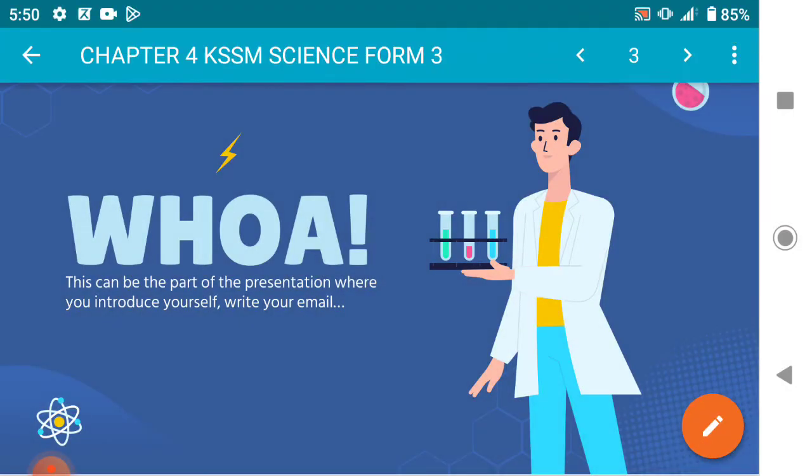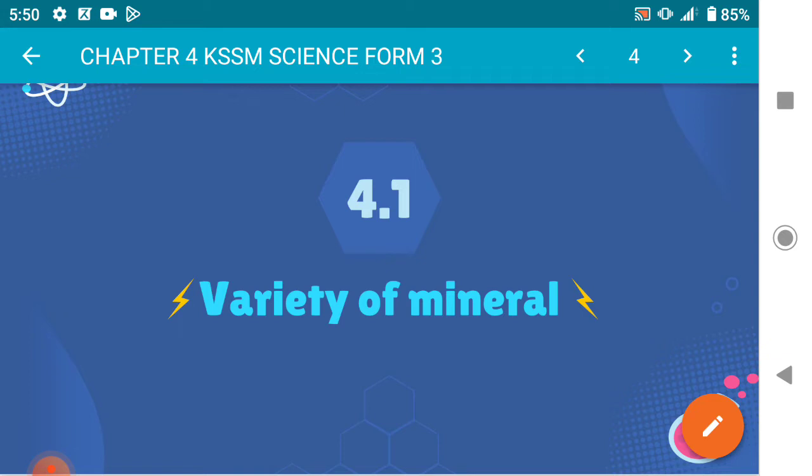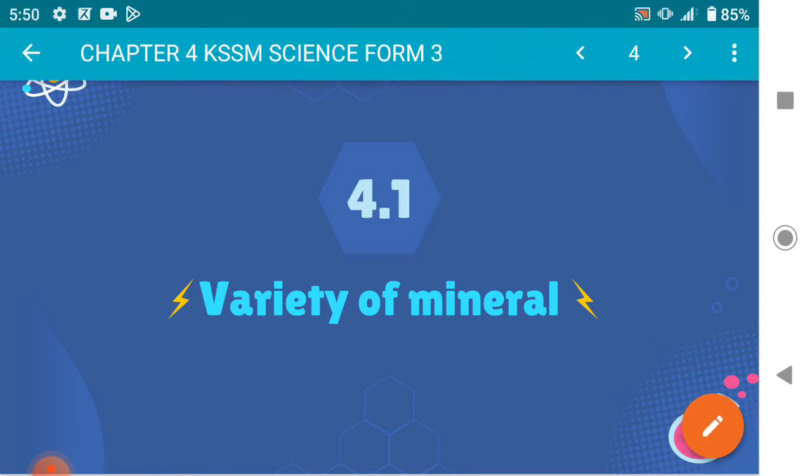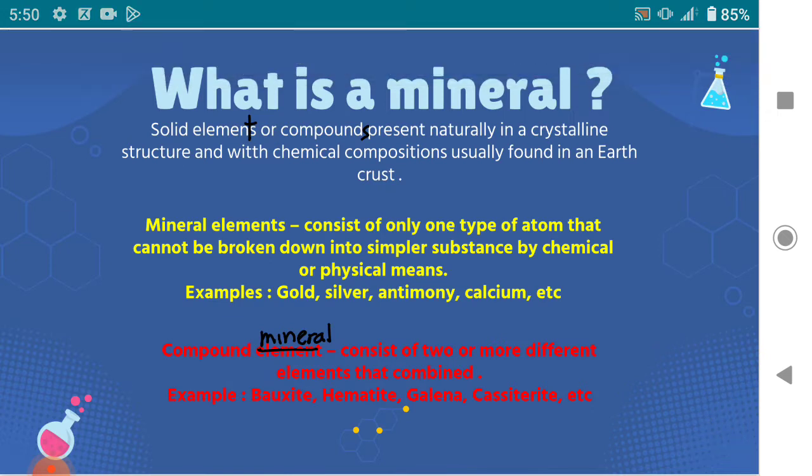This is subtopic 4.1 regarding variety of minerals. So what is a mineral? A mineral is actually a solid element or compound present naturally in a crystalline structure with a chemical composition, usually found in the earth's crust.